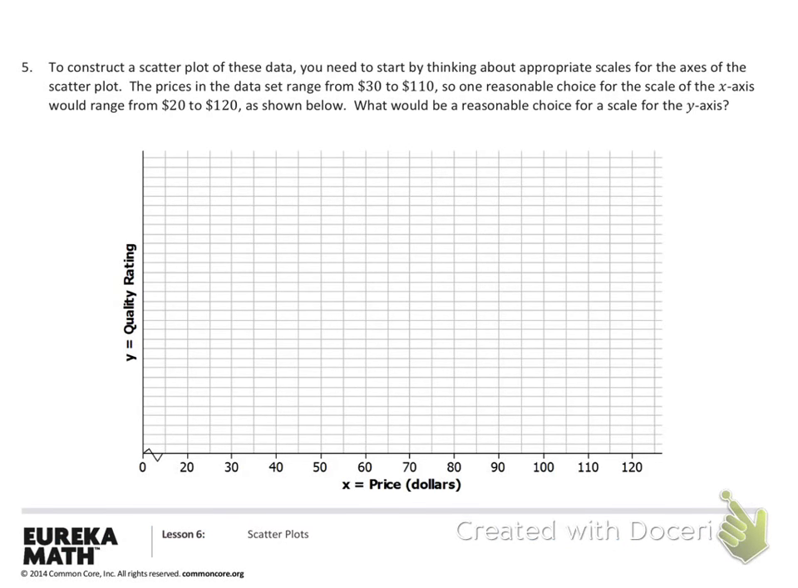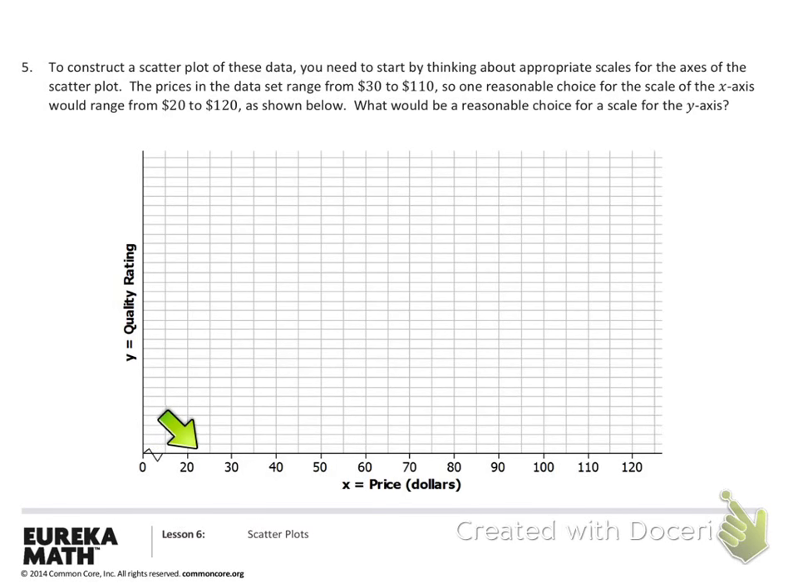And so it says to construct a scatter plot of these data, you need to start thinking about appropriate scales for the axes of the scatter plot. The price in the data set range from $30 to $110. So one reasonable choice for the scale of the x-axis would range from 20 to 120, as shown below. So notice this is one where they're not starting at 0. Probably could have with this data starting at 20. It wouldn't be much different.